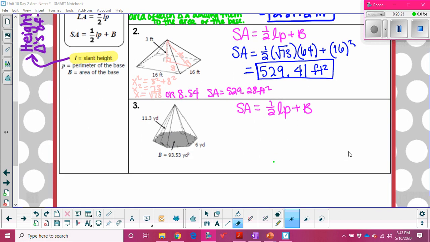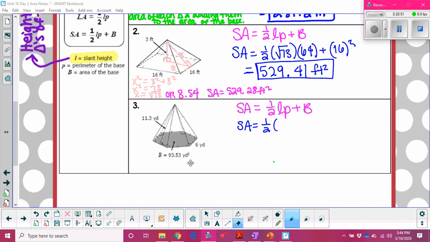Okay, so looking at number 3, I'm going to plug all this in. We know that the slant height is 11.3. And the perimeter of this, it's a regular polygon, and there are 6 sides at 6 yards apiece. So the perimeter is going to be 36. And I gave you the area of the base here, which is 93.53. So we just need to fill all of that in.